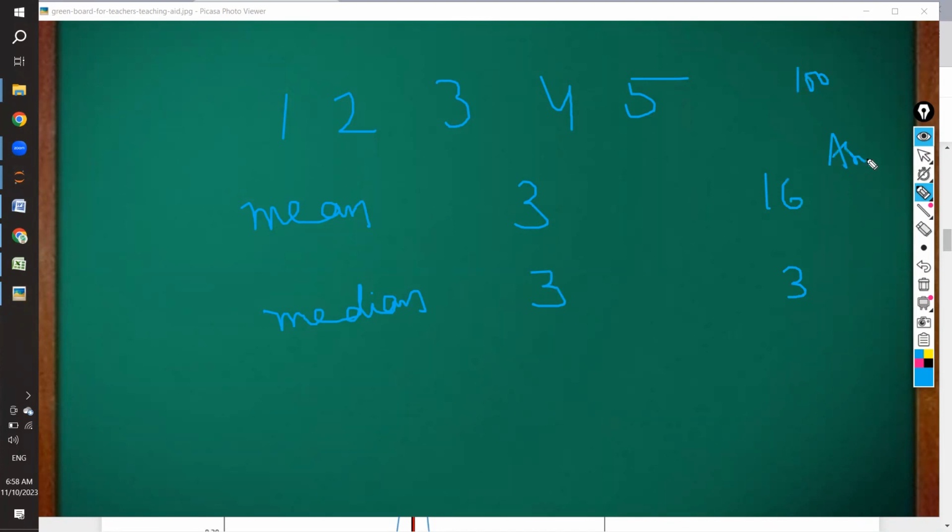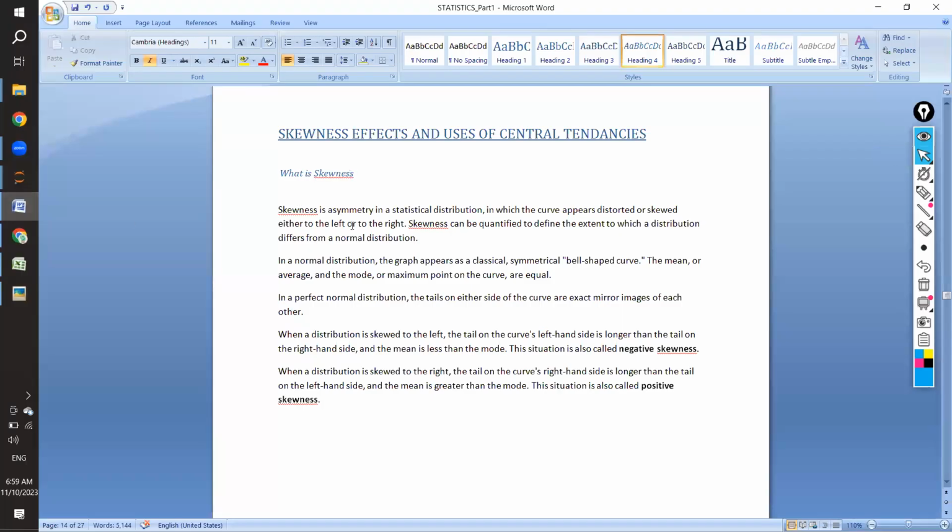But 1 2 3 4 5 is a symmetric distribution. In a symmetric distribution, the mean and median will be the same. They will be overlapping or coinciding with each other. But with an asymmetric distribution, those will be different from each other. We will see an example so that you will have a better understanding. Before that, let's try to understand skewness.